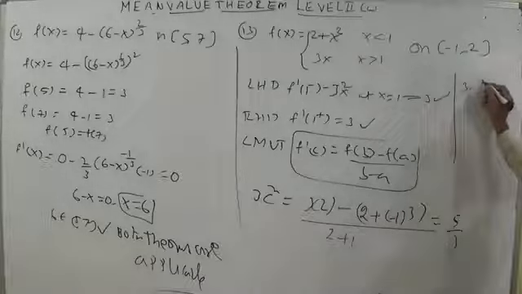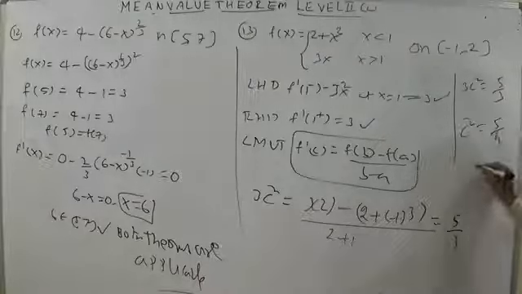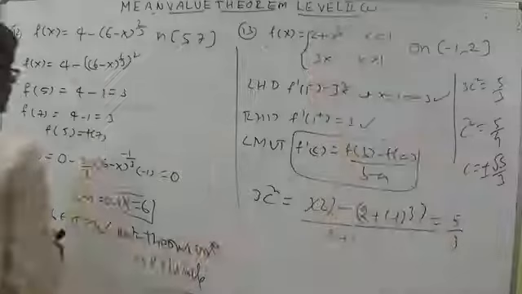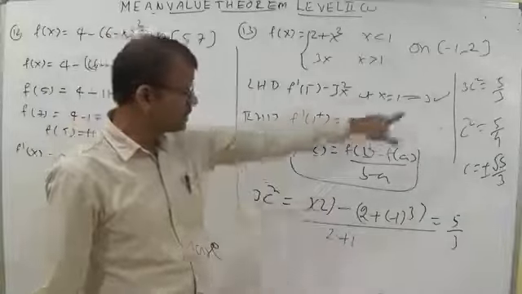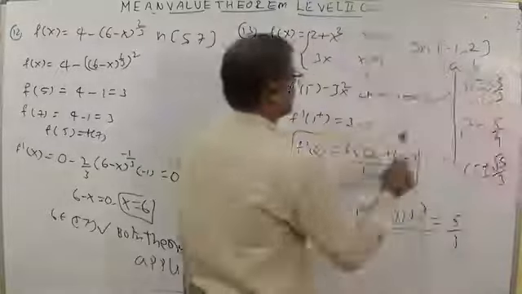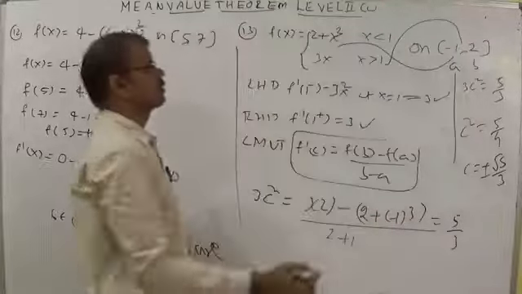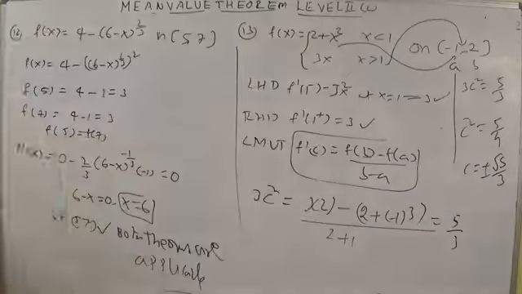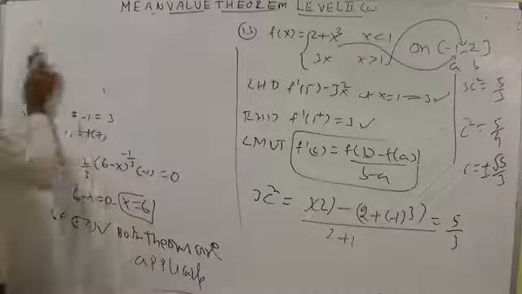3c square you write here. 3c square equal to 5 by 3. C square is equal to 5 by 9, and C is equal to plus or minus root 5 by 3. Here, while applying the Lagrange's mean value theorem for f of b minus f of a, this is A, this is B. For x greater than 1, you should apply this one. For x less than 1, you should apply this one. So it is better to try to understand that for x greater than 1, you should apply 2, and for x less than 1, you should apply minus 1. That is the main concept here.